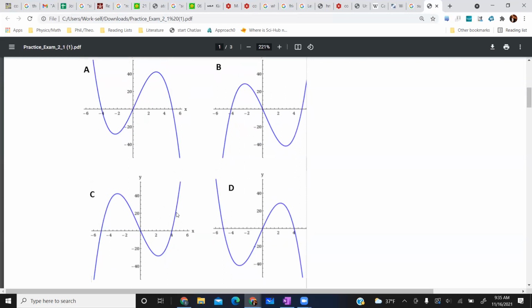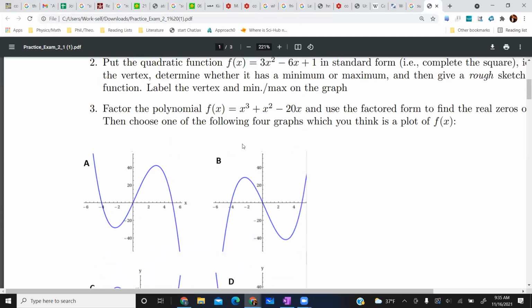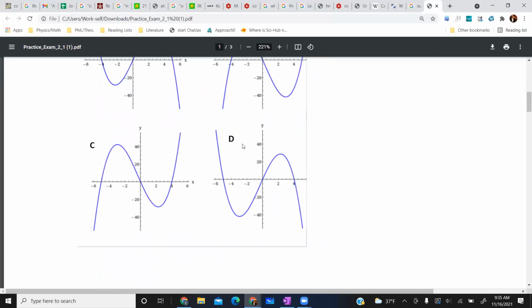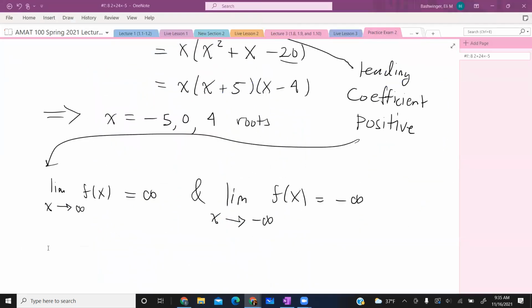Oh, I see. There's an easier way to do this. We know that 4 is a root, right? We factored the polynomial, so the roots are negative 5, 0, and 4. If you look at B, the graph does not cross at the root 4, so B is not the right option. So the correct option is C. For problem 3, the answer is C, and we used the limiting behavior and the roots to determine it.